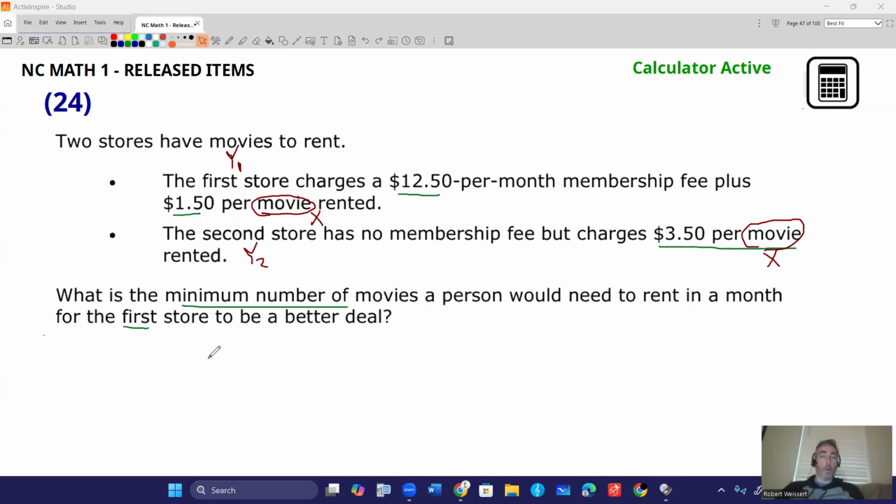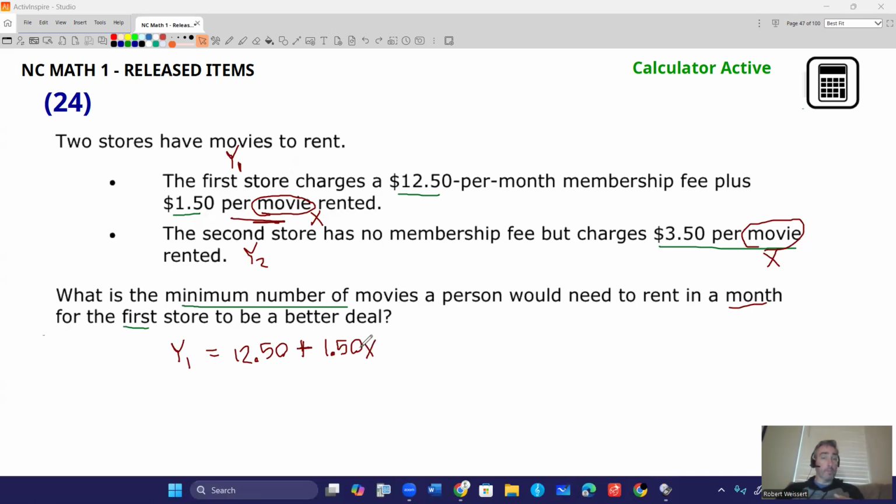So let's look at store one. We're going to say $12.50 per month membership. Let's just say we're talking about one month, so we don't have to worry about a number attached to that 12.50. That's going to be your constant. We're paying $12.50 each month, regardless of how many movies you rent. Now we're going to add, because that's not all you're paying. If you rent a movie, you're going to add $1.50 per movie. The movie is going to be X, so we attach the X next to that.